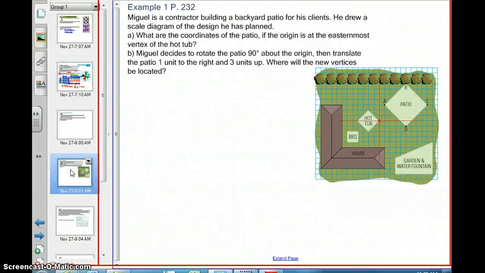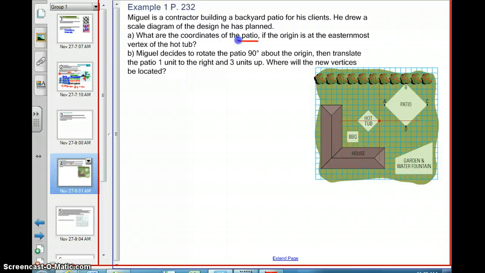So then we're moving on to example 1 on page 232. Miguel is a contractor building a backyard patio for his clients. He drew a scale diagram of the design that he has planned. What are the coordinates of the patio if the origin is at the easternmost vertex of the hot tub?